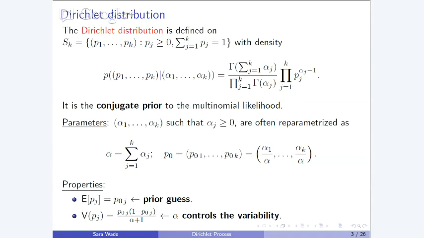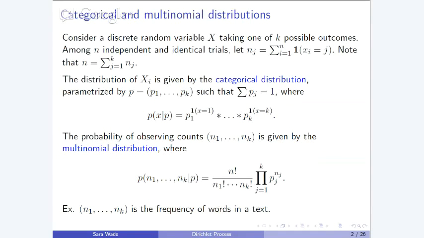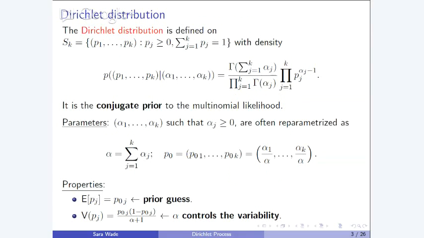Okay, the Dirichlet distribution is the conjugate prior to the multinomial likelihood. So this just means if we look at the multinomial likelihood as a function of p, it's just proportional to this term here. So if we replace the sufficient statistics with some parameters, we get the Dirichlet distribution.